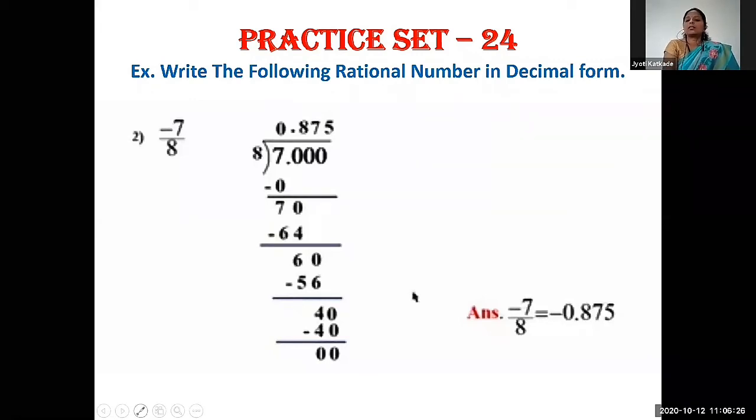And quotient is 0.875. But in our question, the rational number is negative. That's why our answer is minus 7 upon 8, and the decimal form of minus 7 upon 8 is minus 0.875. This is our answer. It is also terminating decimal form. Why? Because our remainder is 0. Okay.